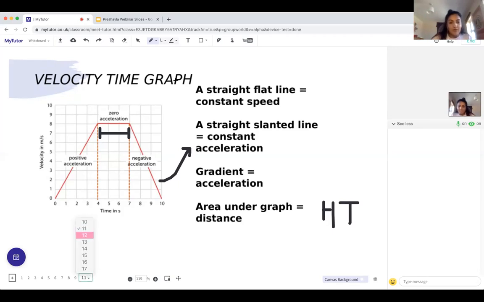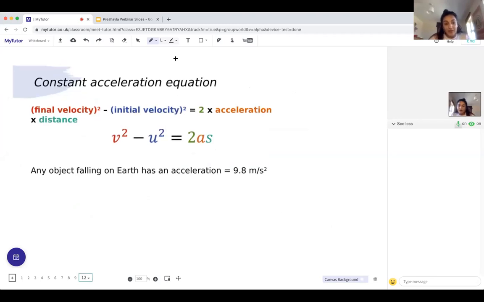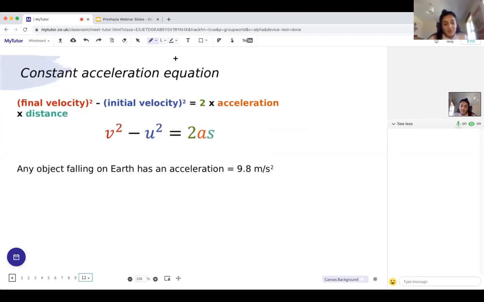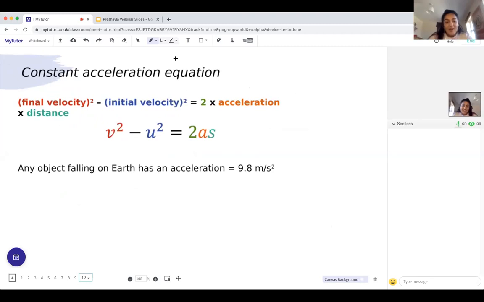Okay, so now we have a third equation for the session. I promise it's the last one that we need to use, and it is probably the most complex. It's another equation for acceleration. It's another way of working out acceleration, but just with more terms, with more things in it.